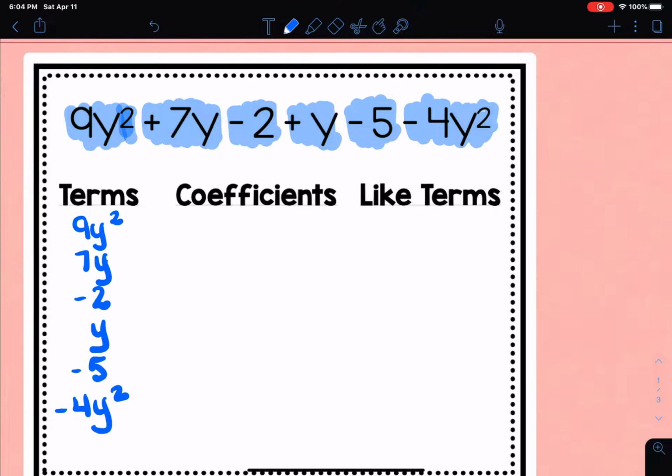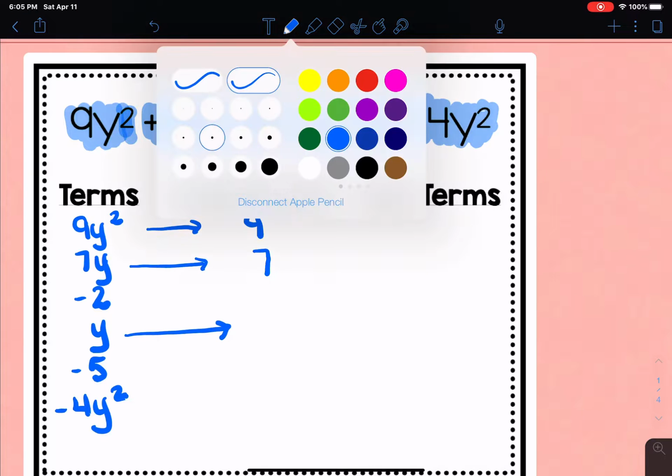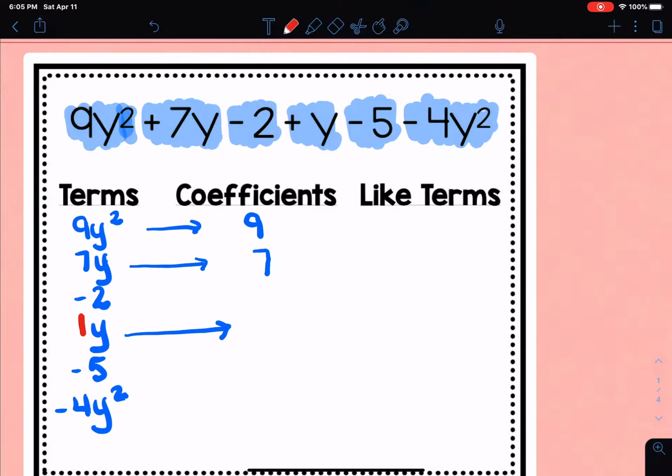Okay, coefficients. Coefficients would be numbers that stood in front of variables. So in this first one, you can see there's a coefficient of 9. This one has a coefficient of 7. Now in this one, there's no number in front. But remember what we talked about before. If there's no number, we assume that's a 1. So that would be a coefficient of 1. And then this one would have a coefficient of negative 4. Okay, we good so far as making sure you understand the vocabulary part?